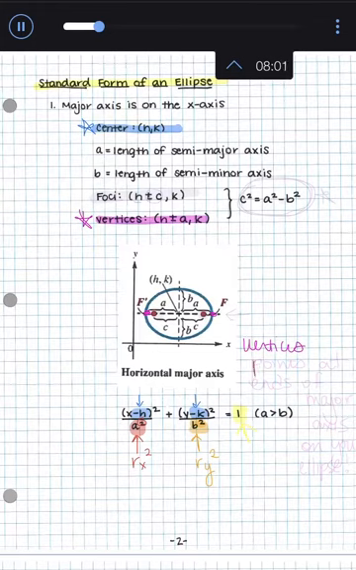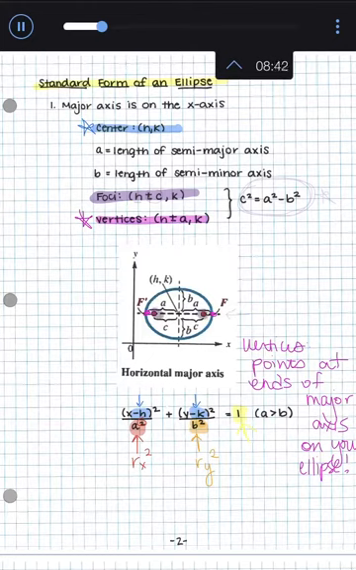So vertices, it's the points at the ends of the major axis on your ellipse. Okay. Also, your foci, notice, are also always on the major axis of your ellipse. Notice, though, that they land inside of your ellipse. Here they are.